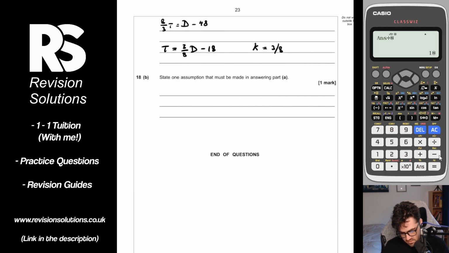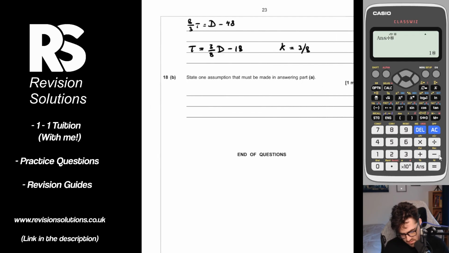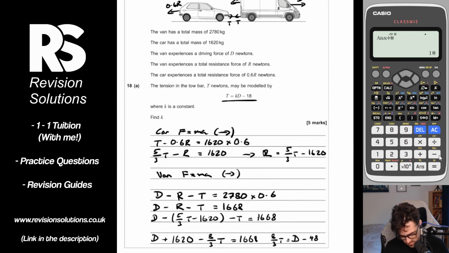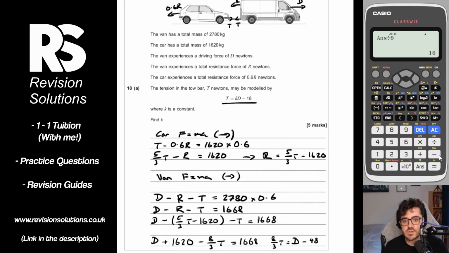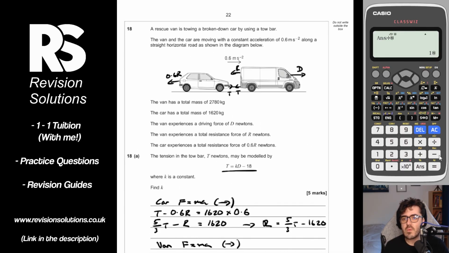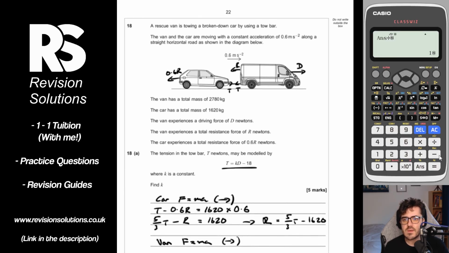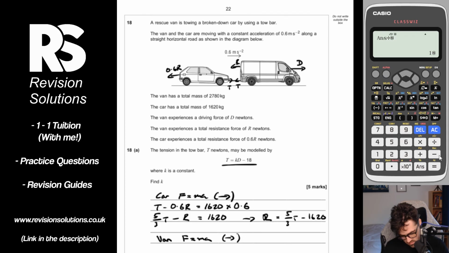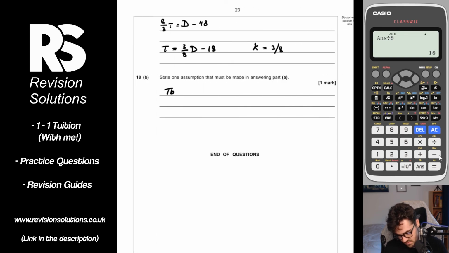Then it said state one assumption that must be made in answering part A. So we have a tension involved. So if we've assumed the tension applied to the car is the same, it must be a non-extensible bar, a light bar. Then the tension would be the same everywhere. So the bar is light, i.e. has no mass. The bar is light.